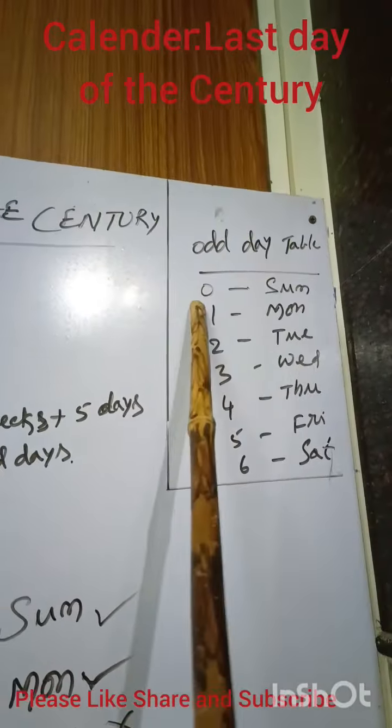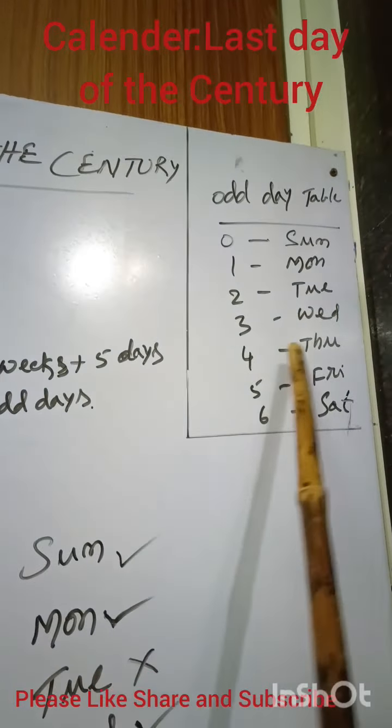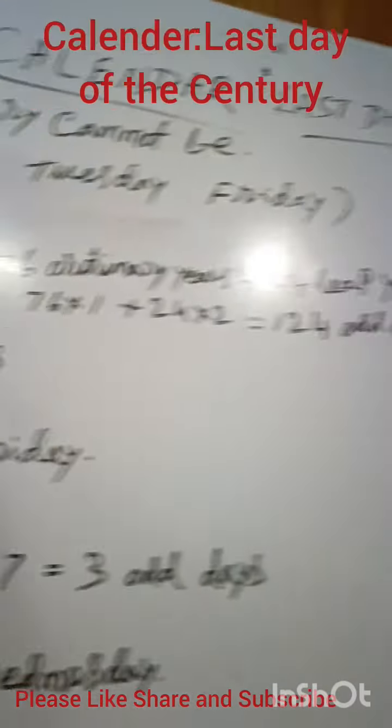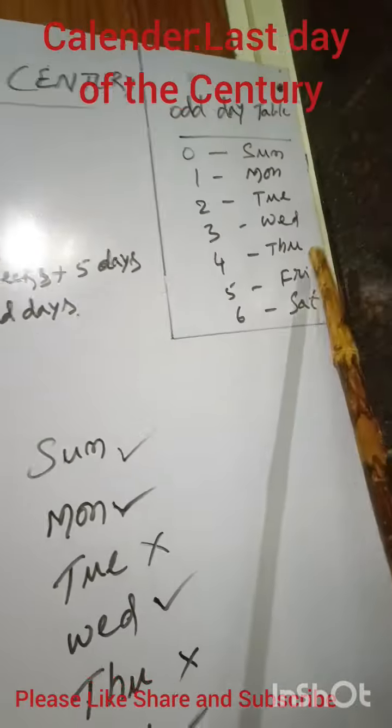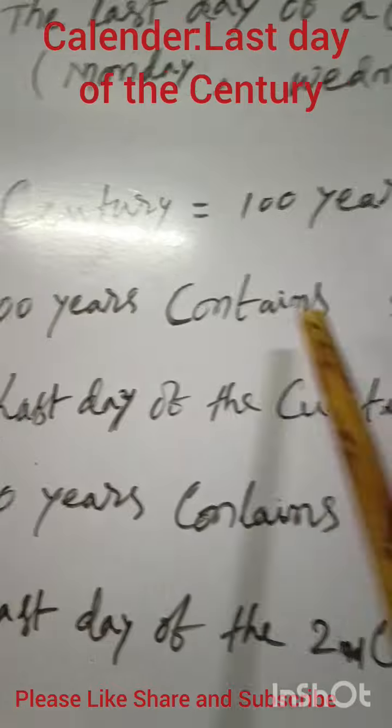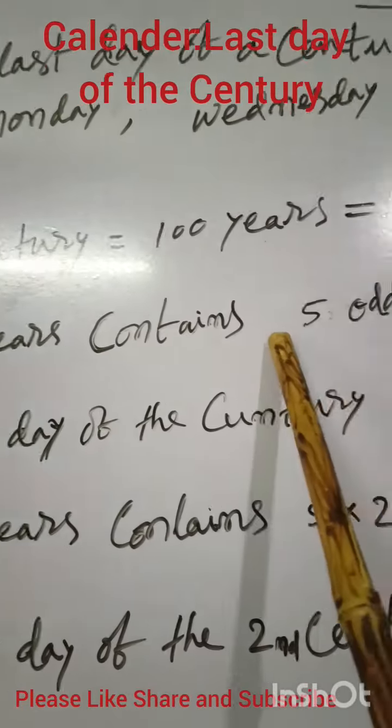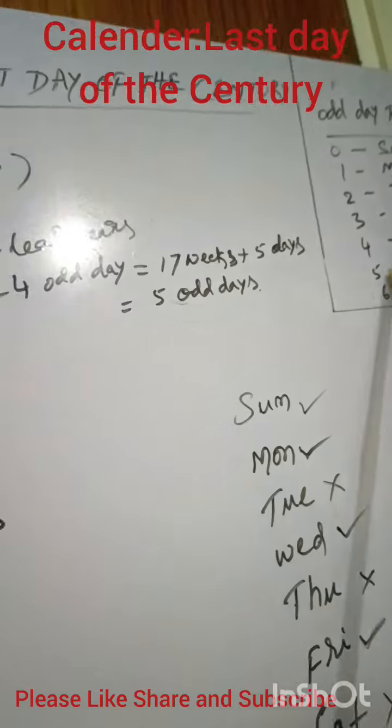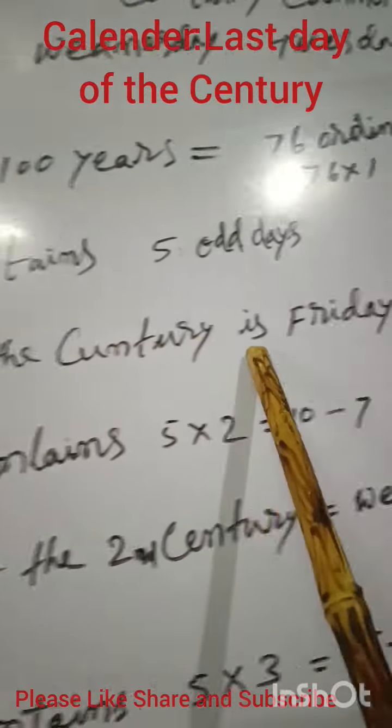How is it Friday? You have to see the odd day table: 0 Sunday, 1 Monday, 2 Tuesday, 3 Wednesday, 4 Thursday, 5 Friday, 6 Saturday. From this, 5 odd days means 5 is Friday. So for the first century, 100 years, it ends with Friday. The last day of this century is Friday.